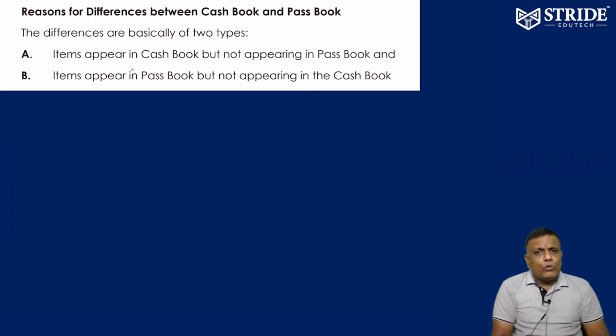What are the reasons for the difference between Cashbook and Passbook? Okay, I told you already. There are two types. There are certain items appearing only in the Cashbook, not in the Passbook. There are certain items appearing only in the Passbook, not in the Cashbook. That's the reason reconciliation has to be started. So that is the difference. Bank balance as per Cashbook and bank statement will not be tallied. So this is the reason.